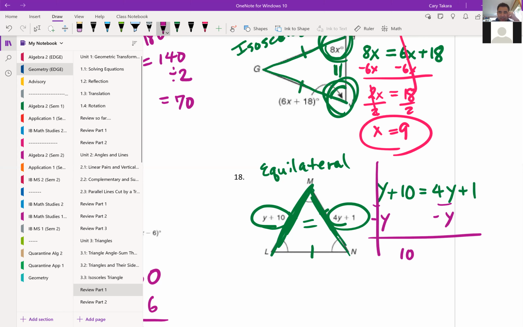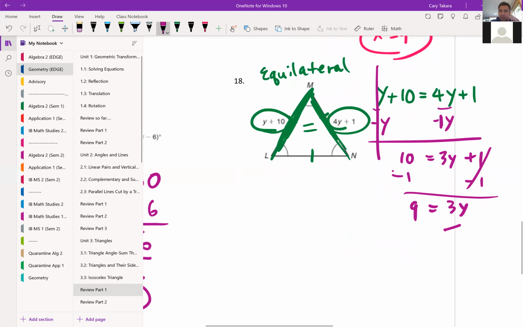So 10 equals 3y plus 1. Again, when you say subtracting y, that means you're subtracting 1y, right? You don't write 1 in front of y, but it's always there. If you don't see a number, that means it's 1y. Now you subtract 1 from both sides. 3y equals 9. Divide by 3. Divide by 3. Y equals 3.